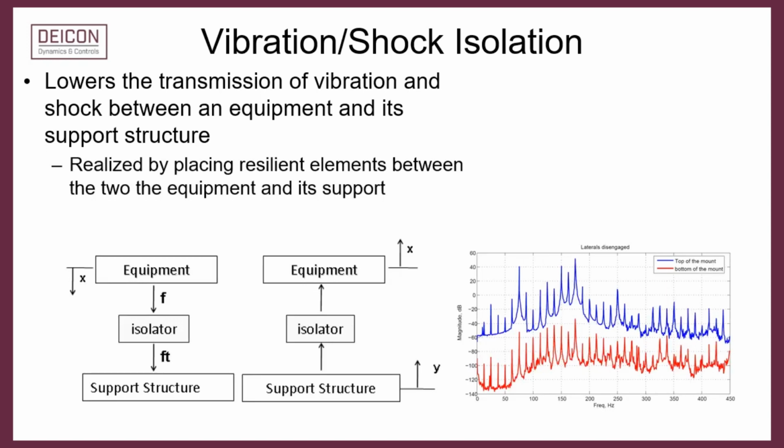The two traces on this plot show the measured vibration across a vibration isolator used to isolate a diesel generator. The blue trace is the measured vibration on the generator, and the red trace is the same measurement on the support structure. The isolator has drastically reduced the vibration transmitted to the support structure.